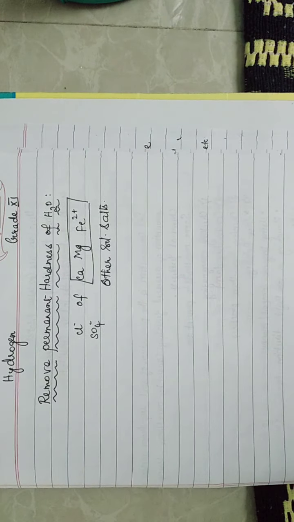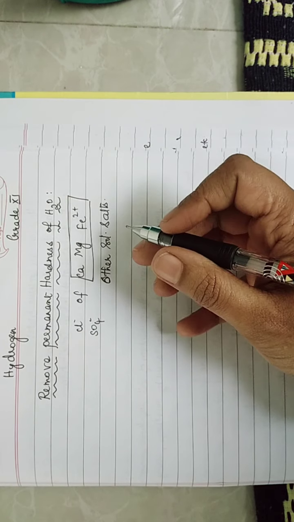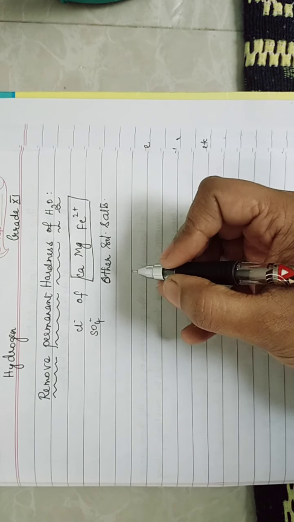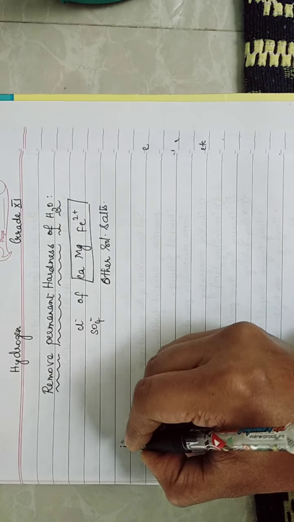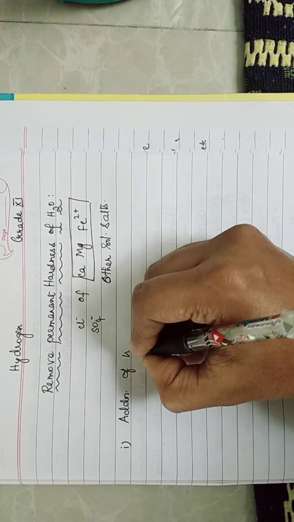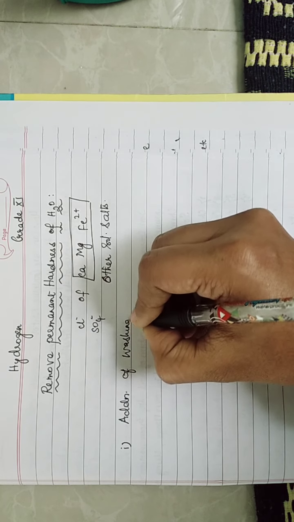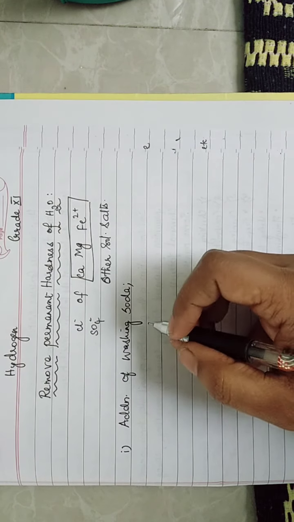So, permanent hardness is caused by chlorides and sulfates of calcium, magnesium and iron. It is also caused by other soluble salts. Now, how to remove this? First step is addition of washing soda. Okay, how to remove hardness? For that, the first procedure is addition of washing soda.